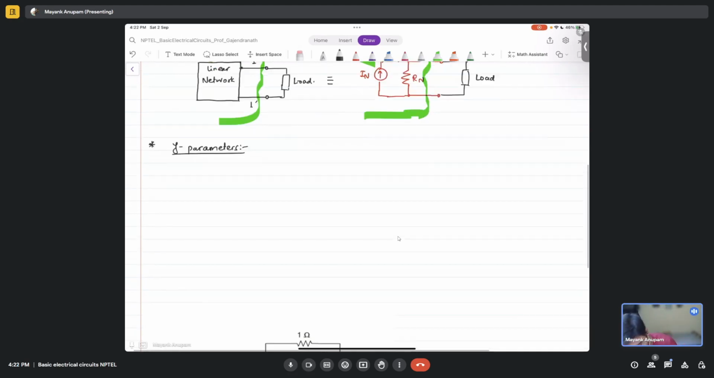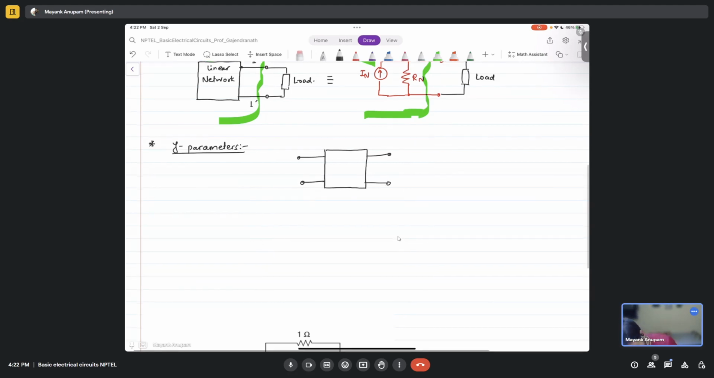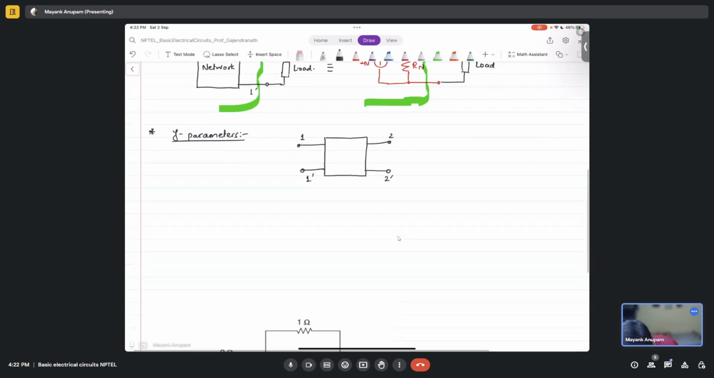So let's say you have a two-port network. And I hope you understand what is a two-port network, what is meant by port. If you have a two-port network like this, so this is port 1 and this is port 2. In that case, if this network is again linear, it's a linear network.